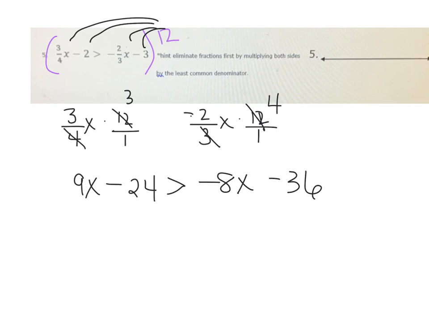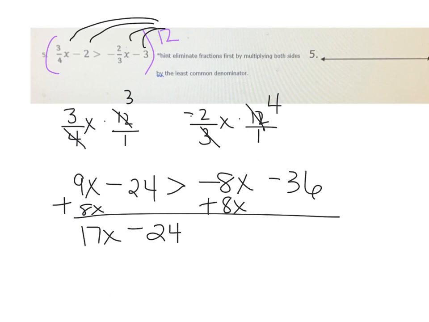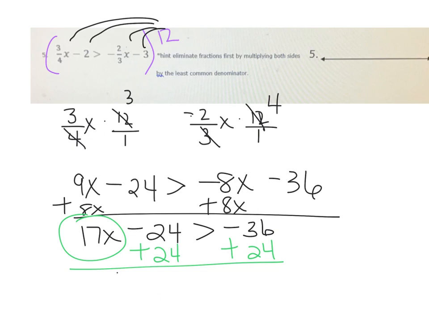So I have eliminated the fractions like it told me to. Now I have no common terms to combine on each side, but I do have x's on both sides. So I want to take my x's to one side. So I'm going to add 8x to both sides. And remember, you can only add x's to x's. So this gives me 17x minus 24 is greater than -36. Okay, so I am ready to isolate the variable. So I'm going to add 24 to both sides. And I get 17x is greater than -36 plus 24, which is -12.